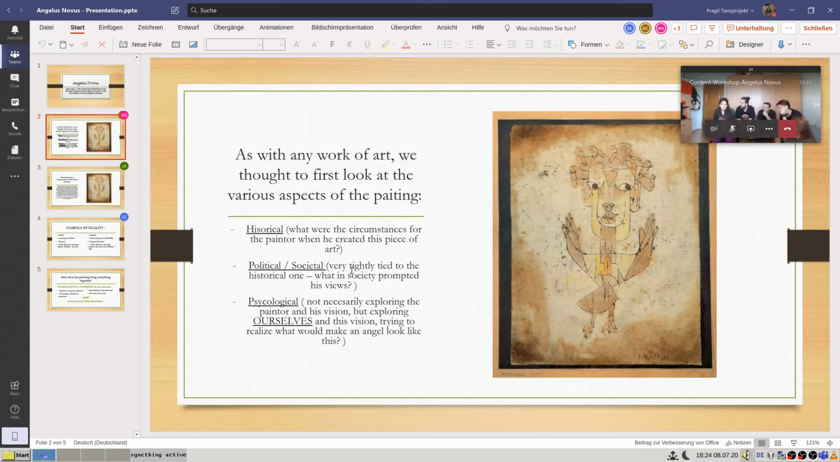Yeah. The second one is actually political and societal, meaning that it's very firmly tied to the historical one, and it's again connected with the circumstances of an outside world doing something to an artist. So we can see this in the translation of this image. Like when we look at this angel, Angelus Novus, I mean, let's be honest, this isn't an angel. Like nobody envisions an angel at first like this. So we have to find the reasons why his angel was the way it was. And I think the reasons for, like with everything in life, are way, way deeper than firstly presumed. And yeah, that's it.